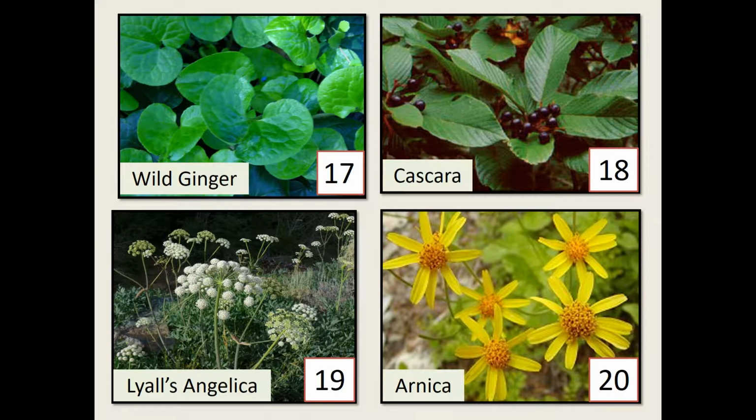Ginger was found to have antifungal and antibiotic properties. Tea made from its roots can relieve an upset stomach. Cascara bark was boiled to make a strong laxative tea. At one time, it was available as an over-the-counter laxative, but is now banned. Lyell's angelica was used to treat digestive disorders and problems with blood circulation. Arnica has been and is still used as a treatment for bruises and sprains.